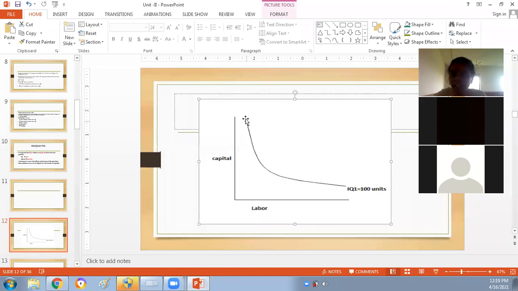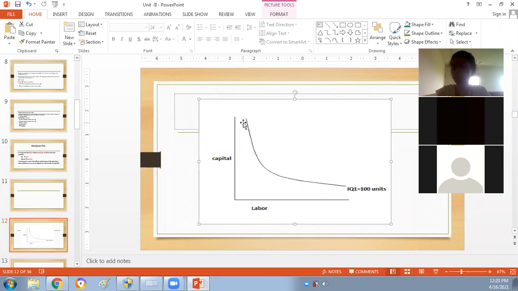For example, I'll take the peak of this curve here. Capital is very high, but the labor is very less. But at this point, what is the quantity of output that we are able to produce? 100 units. At any point throughout this curve, the output that we are getting is 100 units. How are we able to get the same quantity of output throughout the curve? Because of change in input factors.